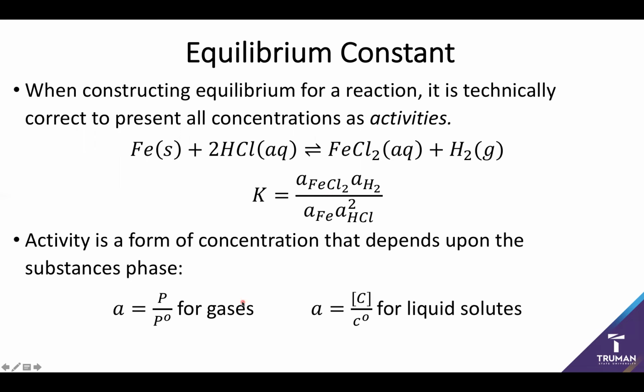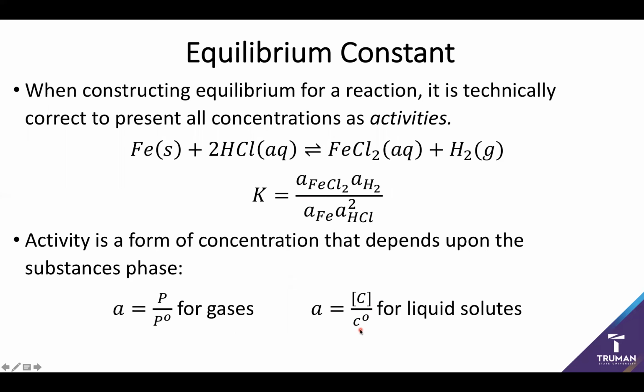For example, if I'm looking at a gas, the activity of a gas is given as the pressure of that gas over the standard state pressure, so 1 bar. If I'm looking at an aqueous solute, in this case something like HCl, it's typically given as the concentration in molarity over the standard state concentration, so 1 molar. One of the big reasons we have these standard state conditions is essentially to help cancel out units.